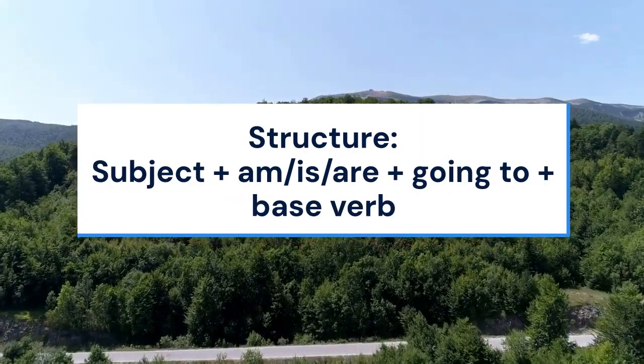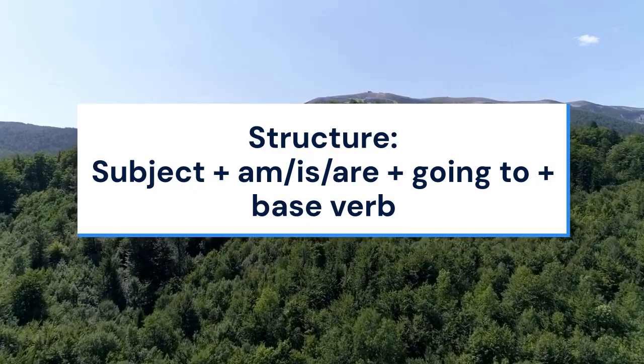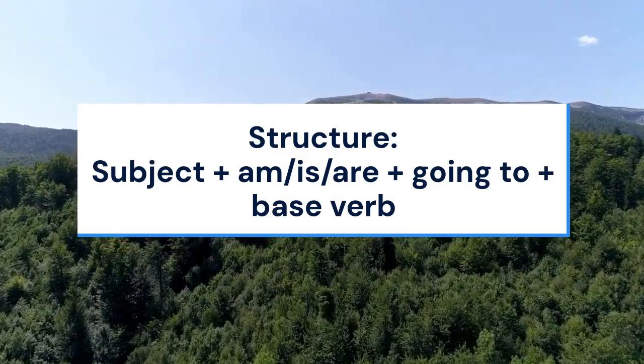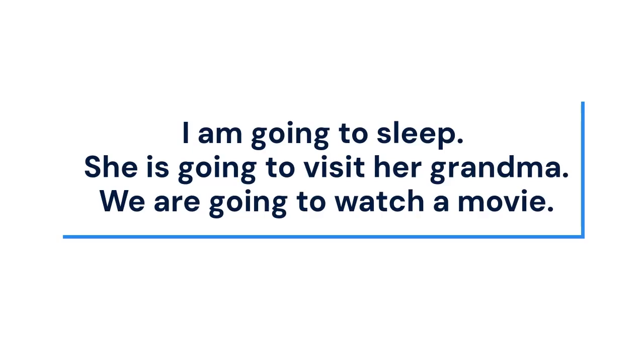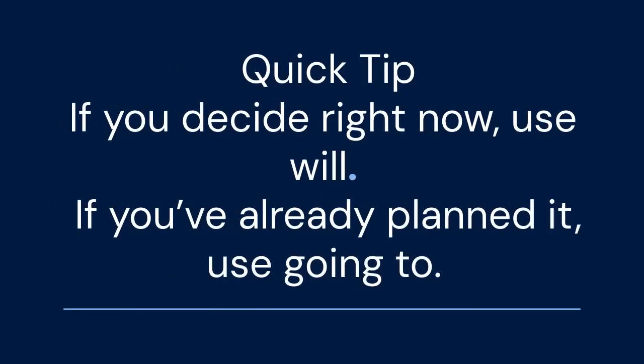Structure: subject plus am, is, or are plus going to plus base verb. I'm going to sleep. She is going to visit her grandma. We are going to watch a movie. Quick tip: if you decide right now, use will. If you have already planned it, use going to.